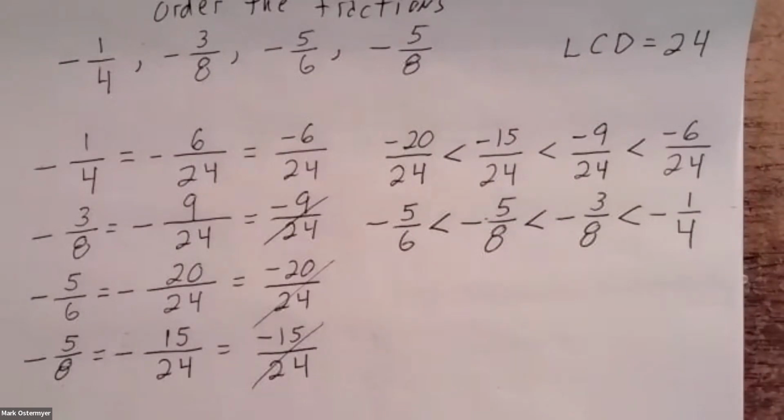Okay, so again, the key is you have to get a common denominator. If you don't get a common denominator, it's going to be very difficult to order fractions. It's not going to be easy to do.